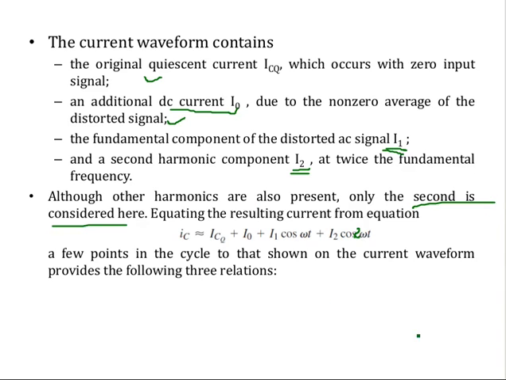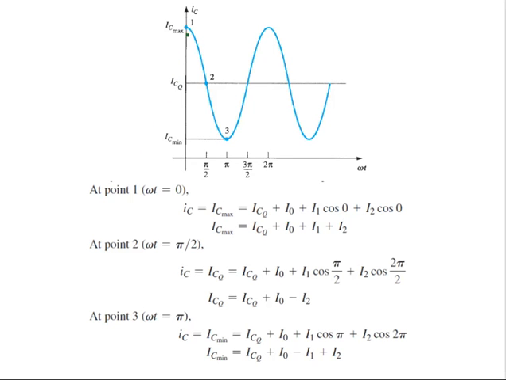Okay. Now, we are going to equate to the points in the waveform. How? This is point number 1. At point number 1, we have taken omega t equal to 0. So in the equation for IC, if you substitute, what is IC? IC max at omega t equal to 0. So IC max is equal to ICQ, the quiescent condition collector current, plus I0 plus I1 cos 0 plus I2 cos 0. Simplifying this expression, you get IC max equal to ICQ plus I0 plus I1 plus I2.